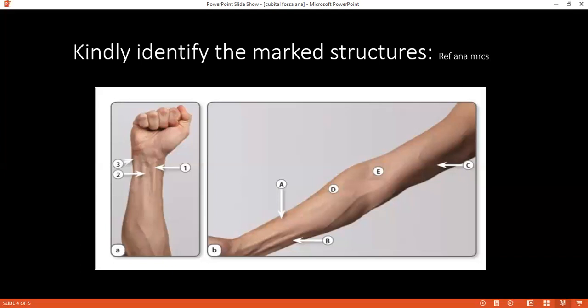How would you confirm the diagnosis of carpal tunnel syndrome? I will do Tinel's test or Phalen's test. If the patient feels numbness over the palm of the hand, he has a positive sign for carpal tunnel syndrome. I will also do some investigations, maybe a nerve conduction study, to confirm my diagnosis. Okay, thank you.